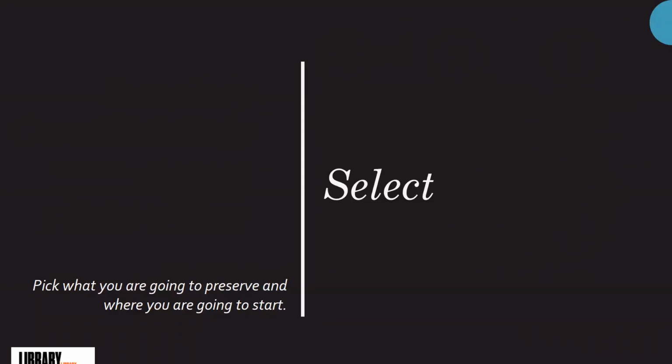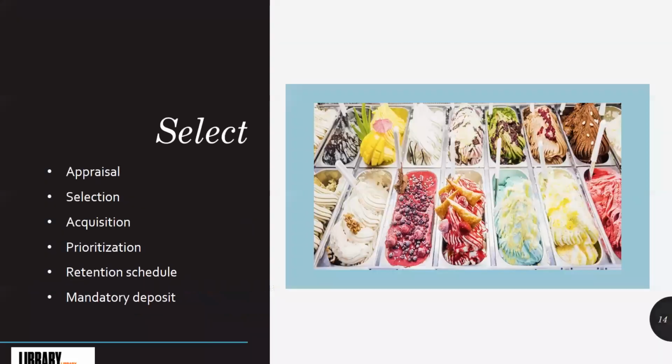Or even if we tried, you know, we put everything in today and tomorrow you'll get more information that you need to preserve or select from on that. So selection can be called different things in different contexts, right? Sometimes we call selection appraisal or acquisition, prioritization. In an academic setting, maybe this is a retention schedule or a mandatory deposit requirement. So while these are multiple terms, they all refer to the same principle.